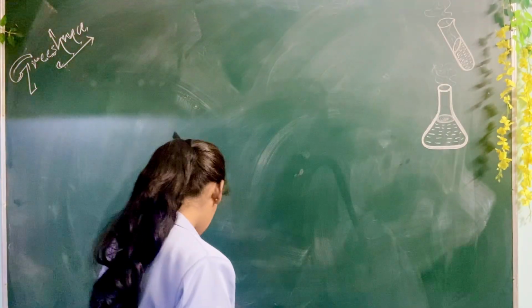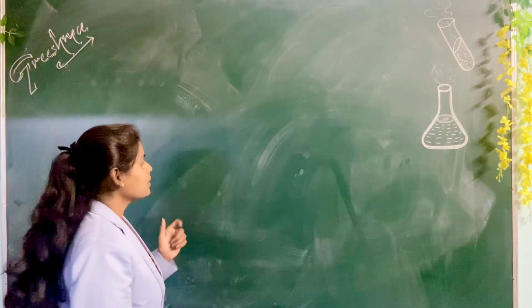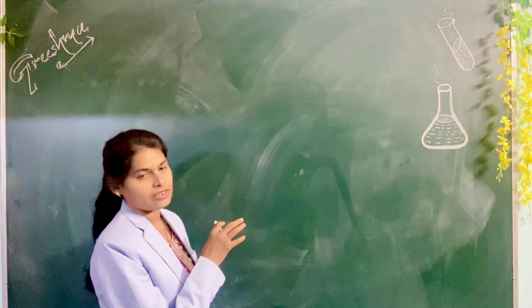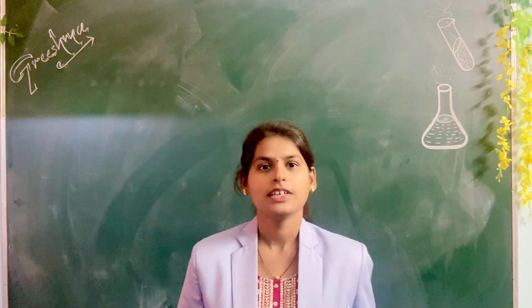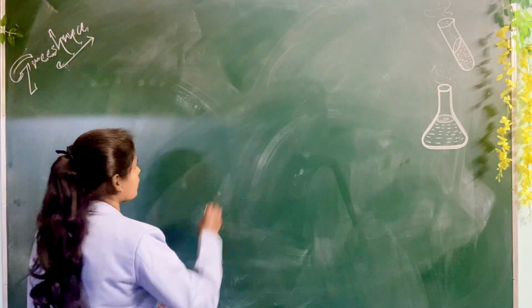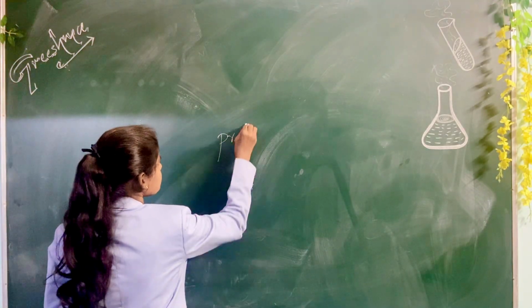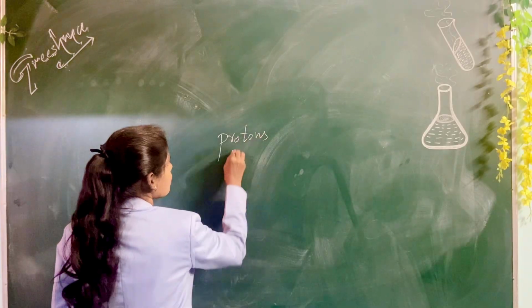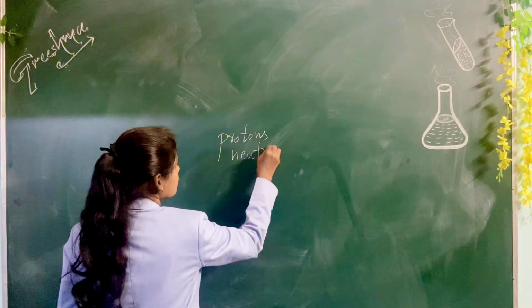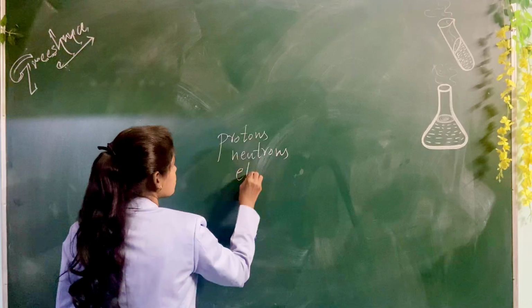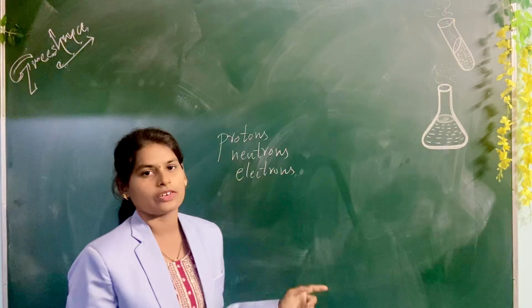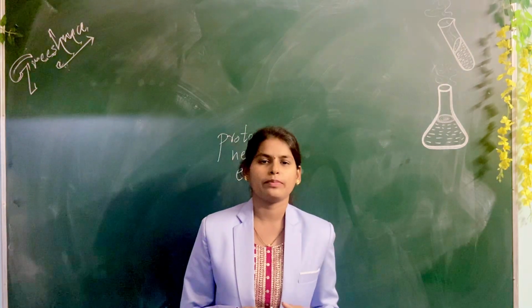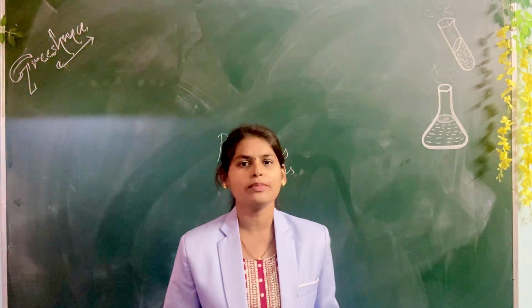Talking about an atom, it is the smallest particle, as I already told. This atom consists of 3 subatomic particles. Those 3 subatomic particles are called protons, neutrons and electrons. These protons, neutrons and electrons, all 3 subatomic particles together, make an atom.